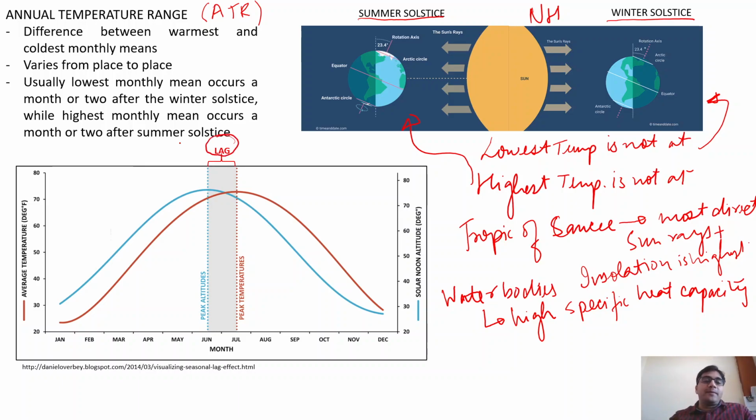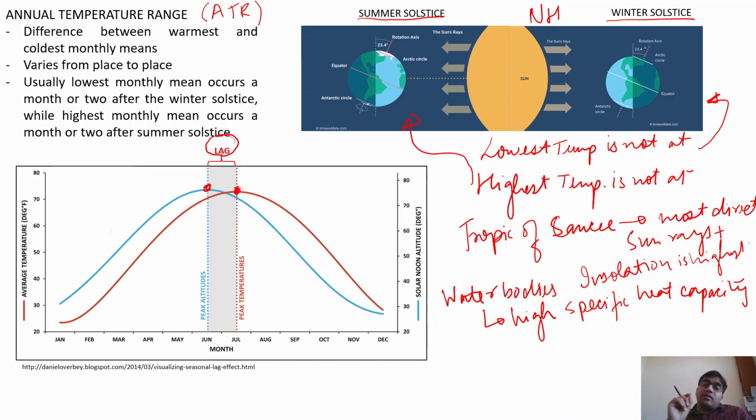So here you can see that in this plot the blue line gives us the solar insolation, while the red line is the temperature. If you look carefully, at this point there is the maximum insolation, but the maximum temperature is not here, rather it is here. This difference in time is called seasonal lag. So when do we get the maximum insolation? In the month of June. But when do we get the maximum temperature? In the month of July.